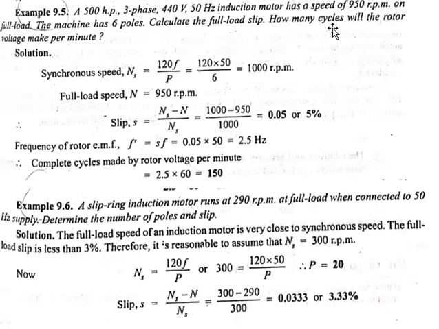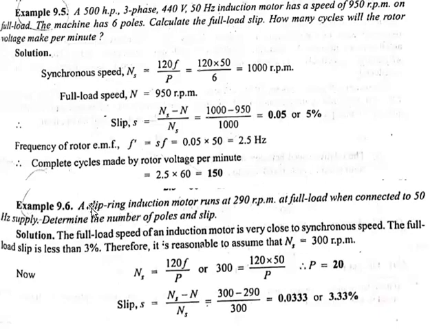And what we have to give? Cycles per minute we have to tell. So what we will do? We multiply this with 60. Therefore complete cycles made by rotor voltage per minute is 2.5 into 60. We get it as 150 cycles per minute. You should write the unit here, cycles per minute.